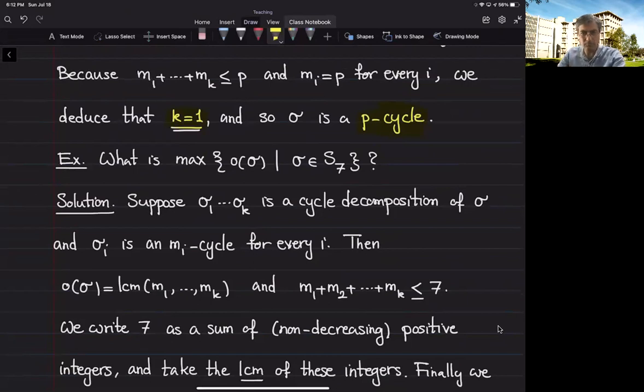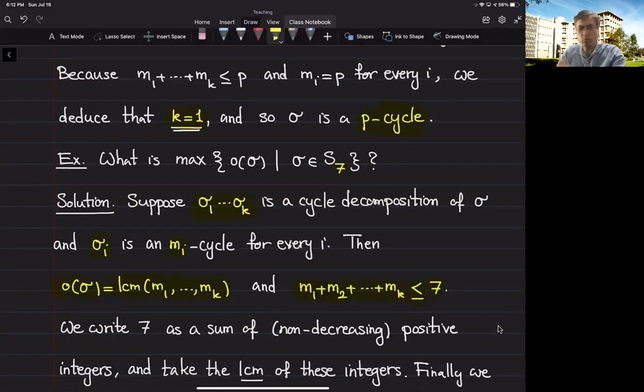Okay, so again, we are going to start with the cycle decomposition of sigma. We write down sigma as a product of disjoint cycles, and assume that sigma i is an m sub i cycle. Then the order of sigma is the least common multiple of the m sub i's, and by a similar argument as in the previous example, when I add the number of elements in the support of these disjoint cycles, I cannot have more than 7 elements. So this summation is at most 7.